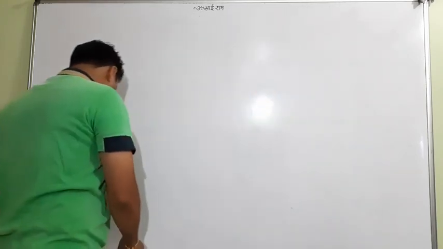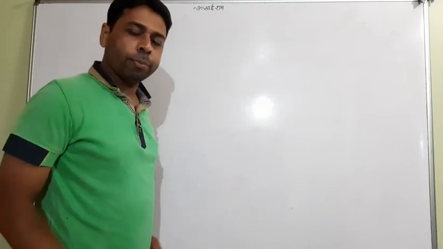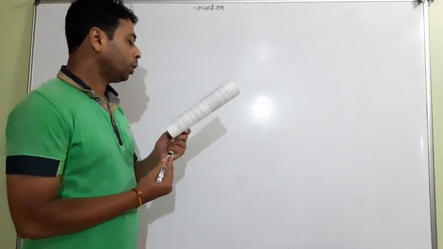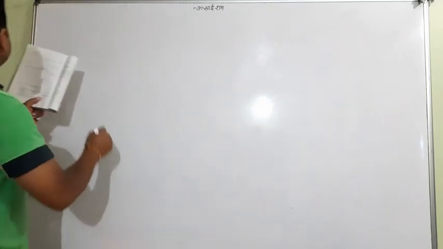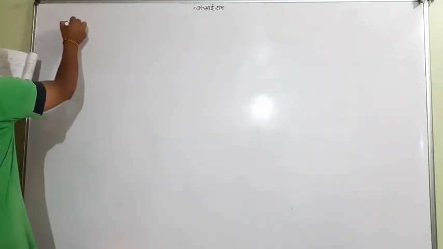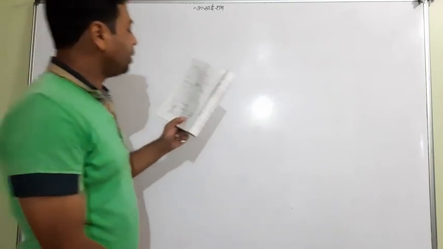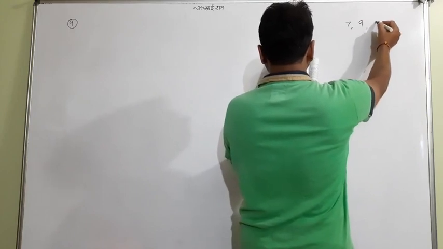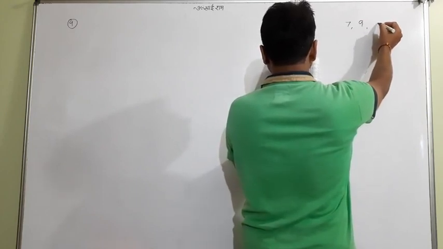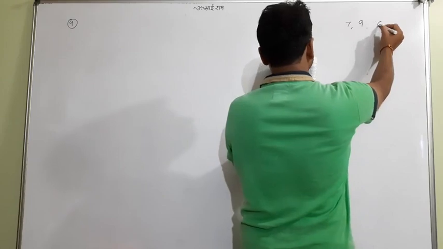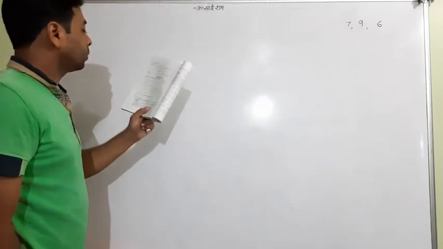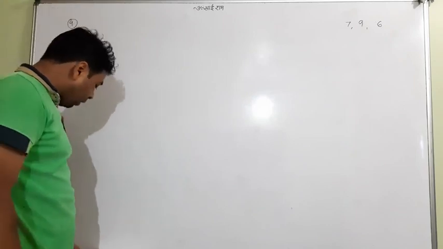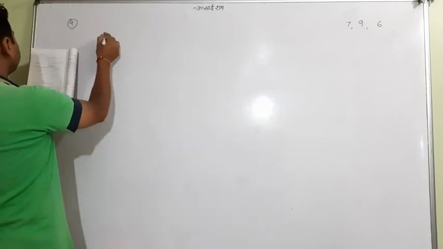Now let me explain some more questions which are actually important and may come. The type is very important. Question number 7 or 9th one I am taking. All are easy actually. Question number 6, 7 and 9 are all the same type of questions, so I am taking the 9th one. So what is the 9th question?